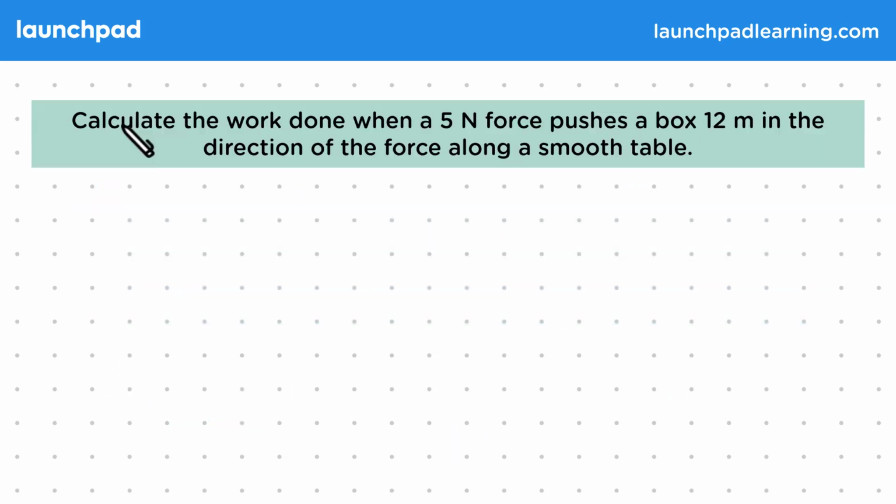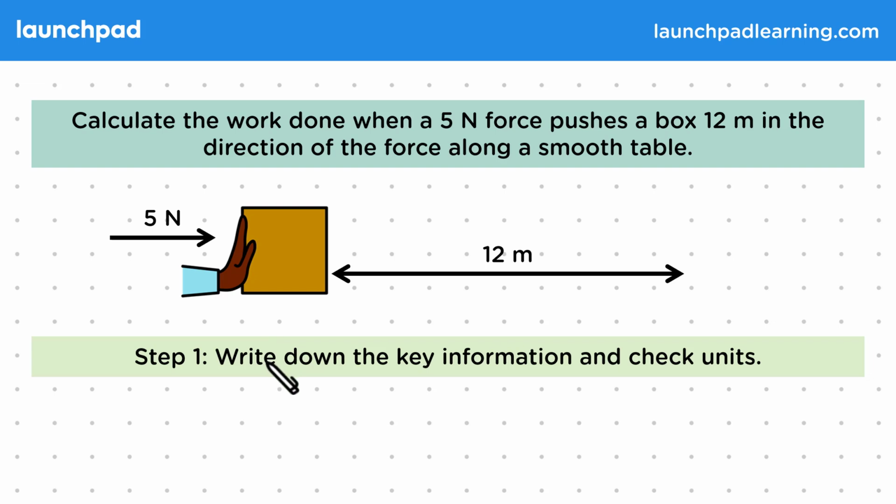Let's try a simple example using this equation. Calculate the work done when a 5 Newton force pushes a box 12 meters in the direction of the force along a smooth table. So here it's been clarified that the distance is in the direction of the force, so we can use it in our work equation. We're also told that the table is smooth, which means there are no frictional forces affecting the motion of the box.